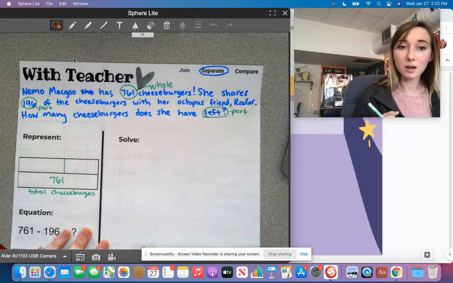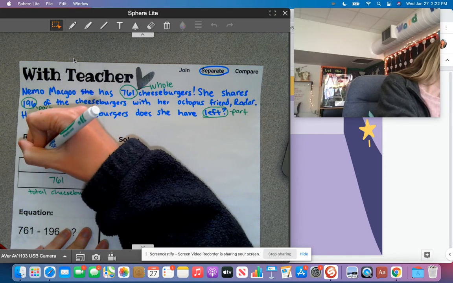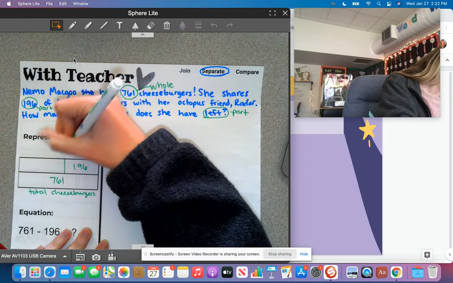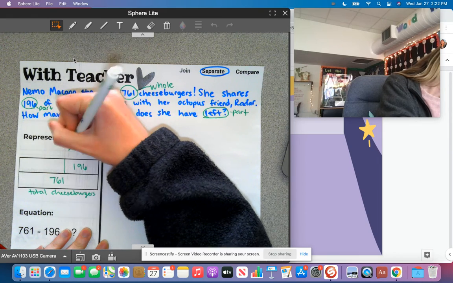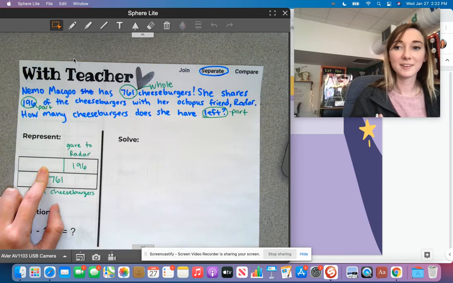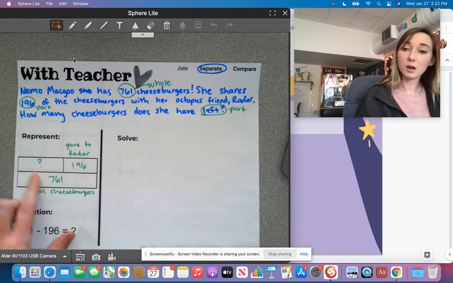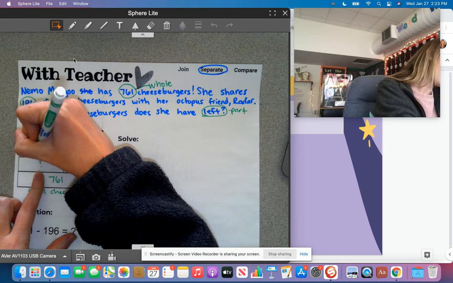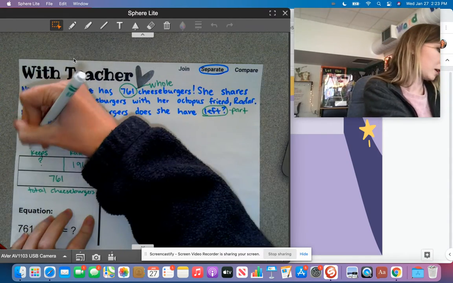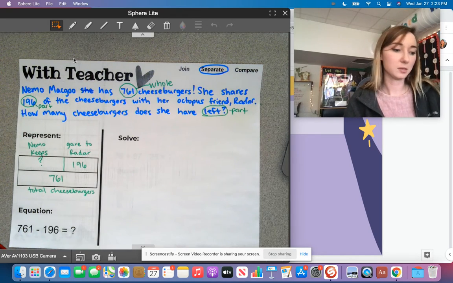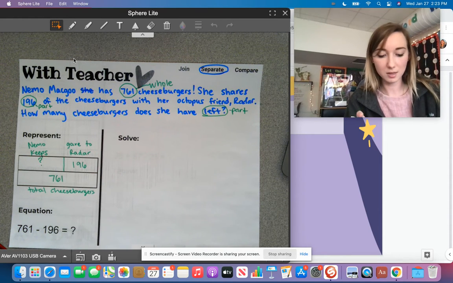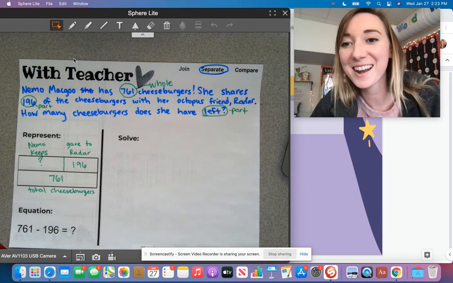One of the parts we already know, which is 196. And that is what she gave Radar. And what goes over here? My question mark. That's what we don't know. That's what she keeps, or what's left, okay? That's what she keeps. Nemo keeps. I'm going to be a little bit more detailed. Nemo keeps. This is what Nemo gave to Radar. Okay, we've got our equation already. That's what we started with. What's the last thing we have to do, everyone?